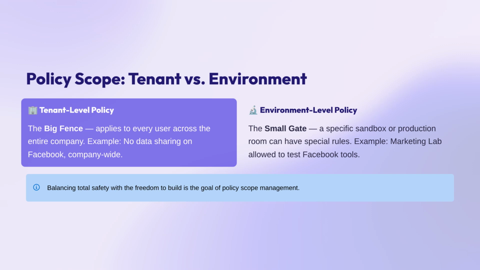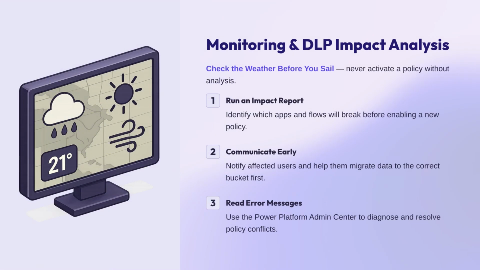So now that we've mastered how to apply our rules to different rooms in our house, you might be wondering how to test the fence to see if your app is going to break before you actually go live. Well, that brings us right into our next step, which is testing DLP impact and error handling. Finally, we reach monitoring and DLP impact analysis.